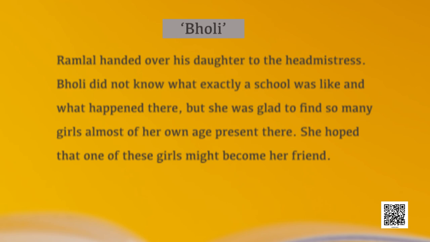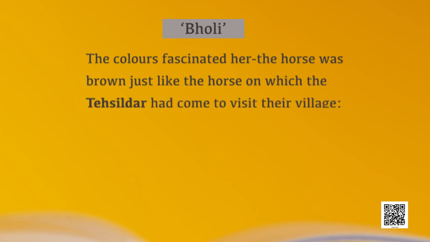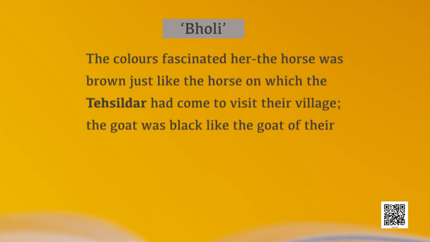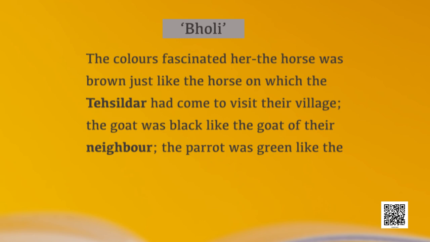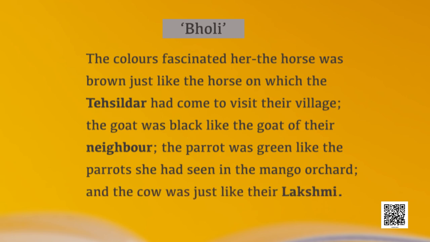She looked at the pictures on the wall. The colors fascinated her. The horse was brown, just like the horse on which the Tehsildar had come to visit their village. The goat was black, like the goat of their neighbor. The parrot was green, like the parrot she had seen in the mango orchard. And the cow was just like their Lakshmi. Underline these sentences.